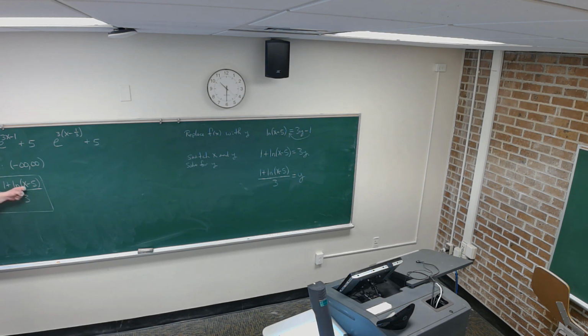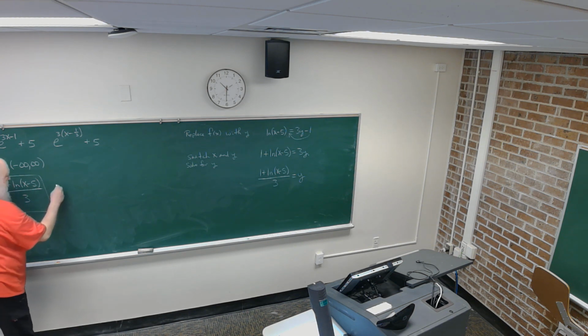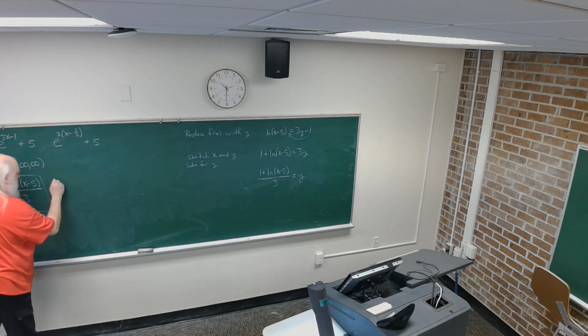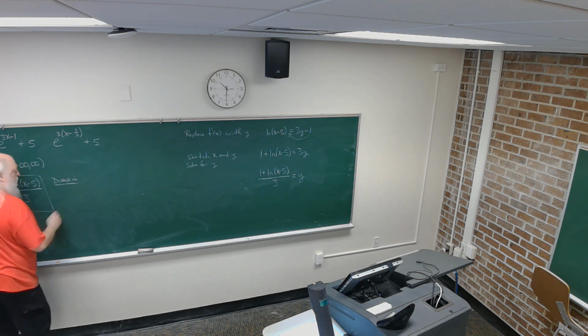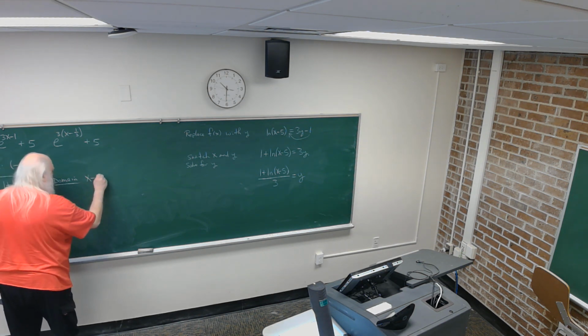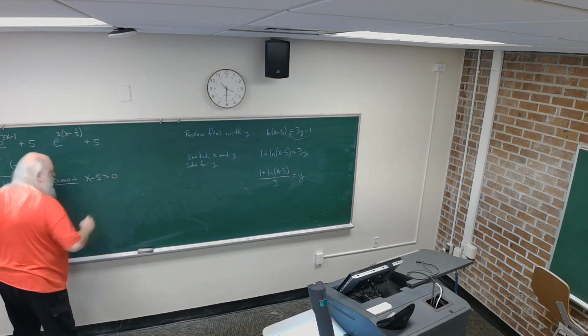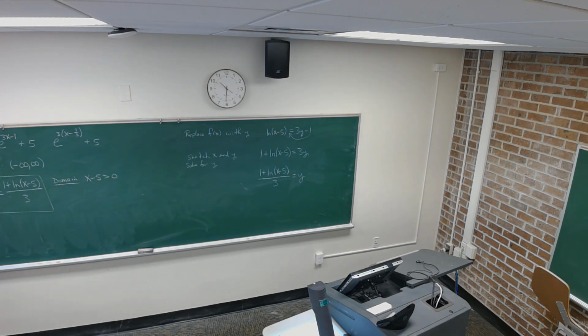Remember, the domain is the numbers you can put in for x. And so at the end of 5.2, we were finding the domain of some log functions. So how do you find the domain of a logarithmic function? You take the argument, which is x minus 5 in this case, and you set it greater than 0. And then you solve for x.